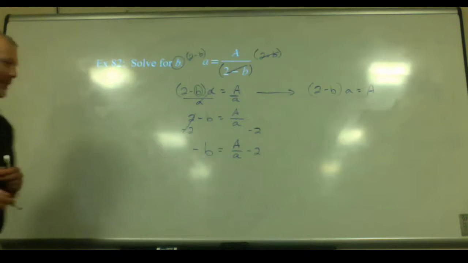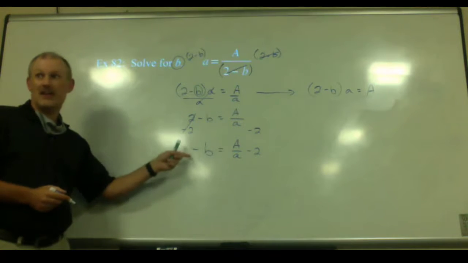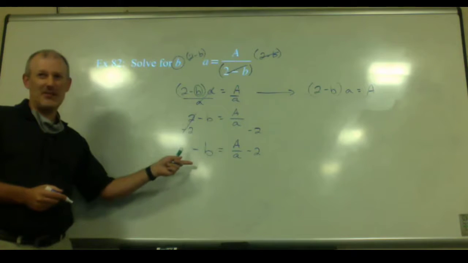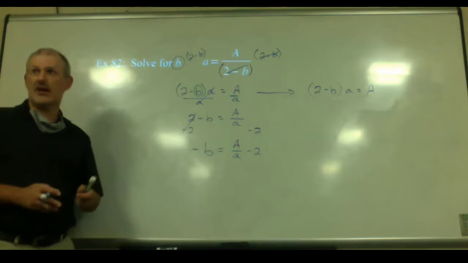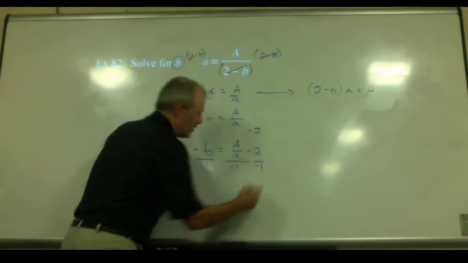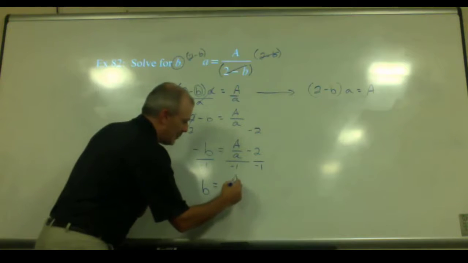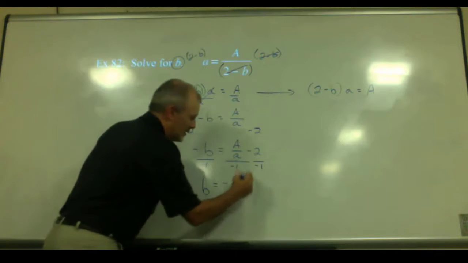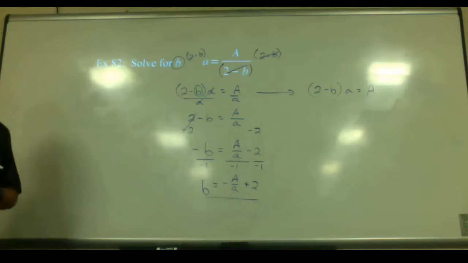What's the last thing we have to get rid of now? We've got this negative. We're going to divide by negative 1. Now, what does dividing by negative 1 do? It changes the sign, right? Whatever it was, it's going to change the sign. That's what dividing by negative 1 does. So we can do this really easily, and we have to divide everything by negative 1. So this becomes b. This becomes a negative capital A over lowercase a. And then this becomes plus 2. Okay. Now, if that was your method of doing it, you're done.